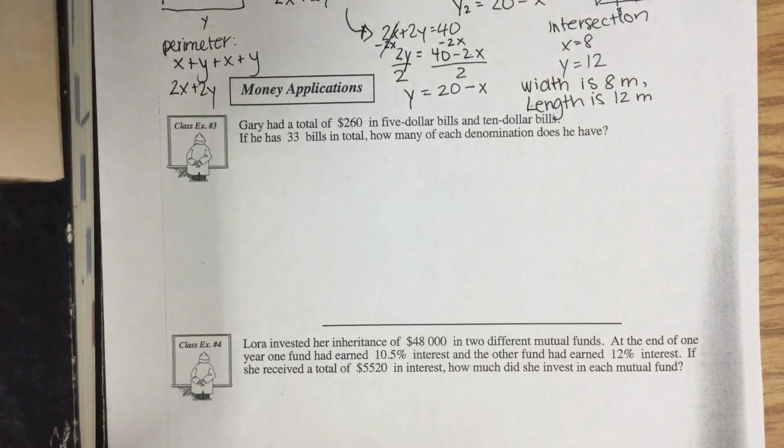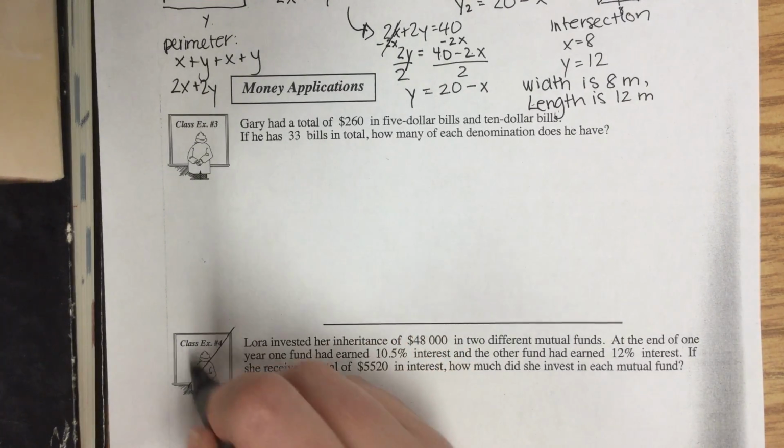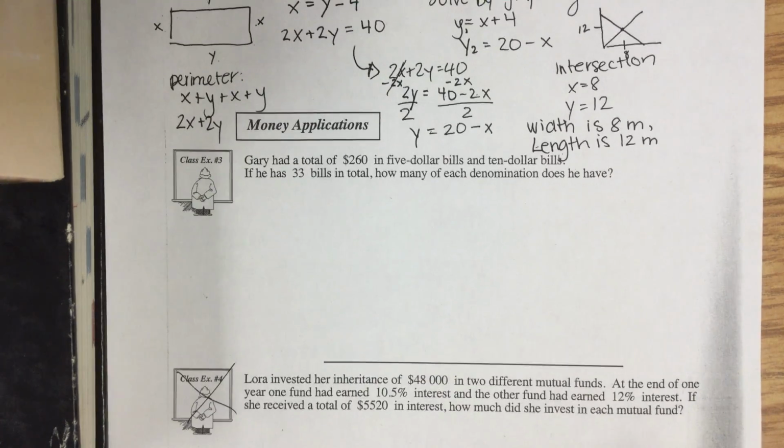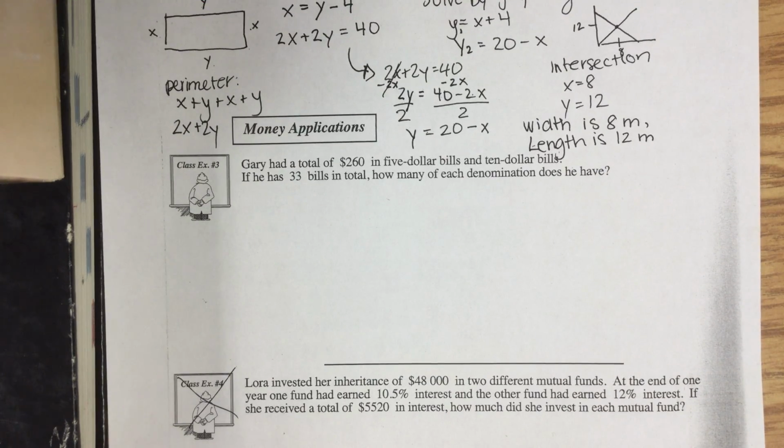Okay, class example number 3 is the last one I'm going to do with you. This is a money application, so we can go right ahead and cross off class example number 4. I'm not going to give you one like that. The money application problems are pretty good too, because if you have a value of money in various bill denominations, either $5 bills and $10 bills, or $10 bills and $20 bills, and you have a quantity of bills, you can say how many you have of each.